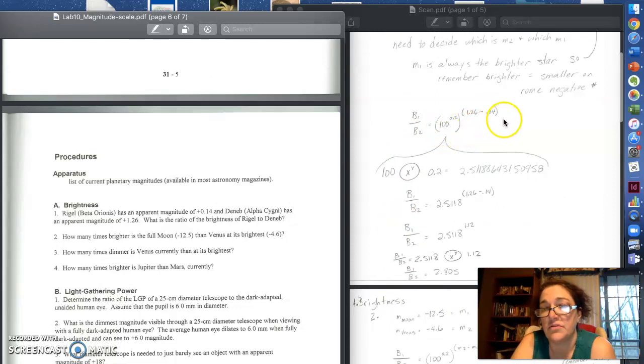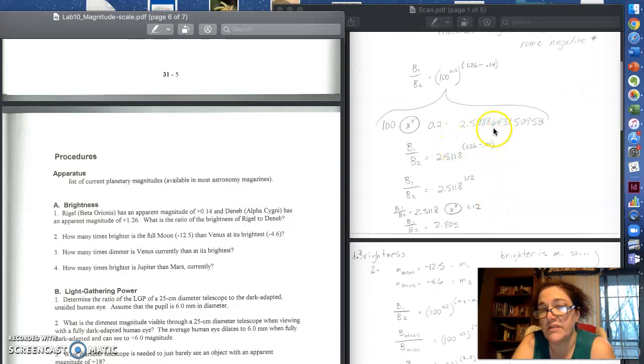And so to solve this in your calculator, you're going to use 100 and then x to the y, 0.2. So that comes out to 2.5118864315095, which is not really useful for us. So I'm going to shorten that down to 2.5118. So the brightness ratio equals 2.5118 to the 1.26 minus 0.14. So we solve this.